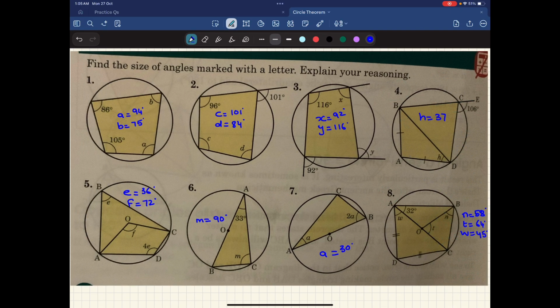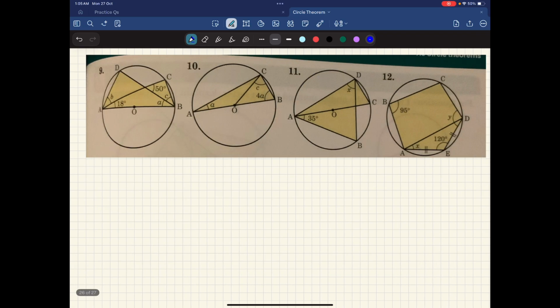Here are all the answers. Please attempt the questions, check them against this key, and get back to me in case of a problem. Okay, now let's look at these questions. Again, I'm going to do maybe question number 12 only, and you can do the rest on your own.